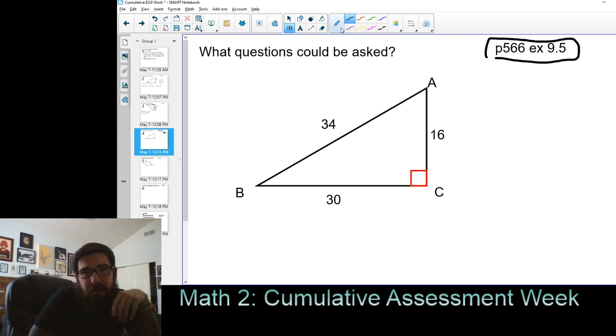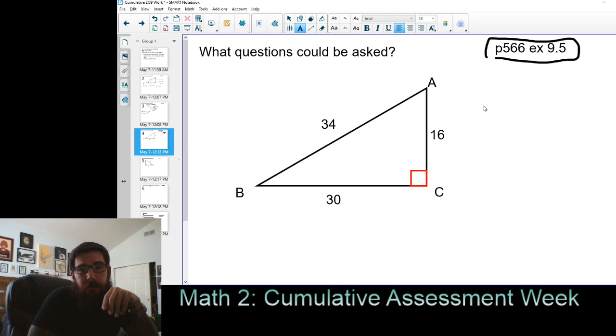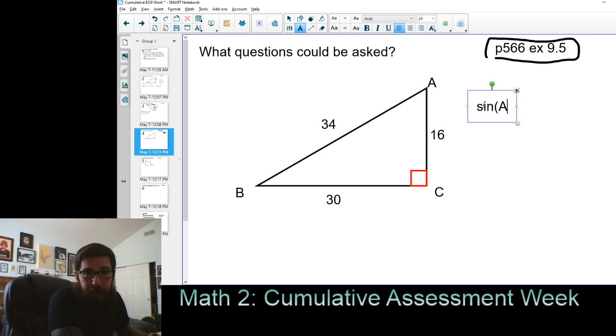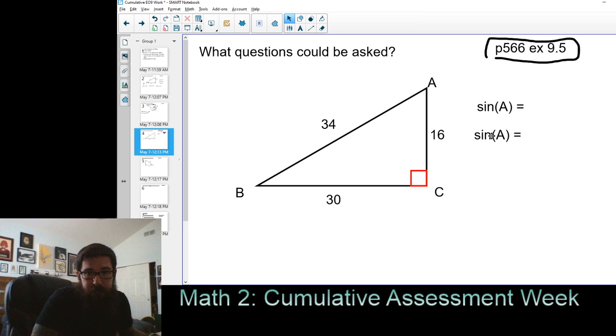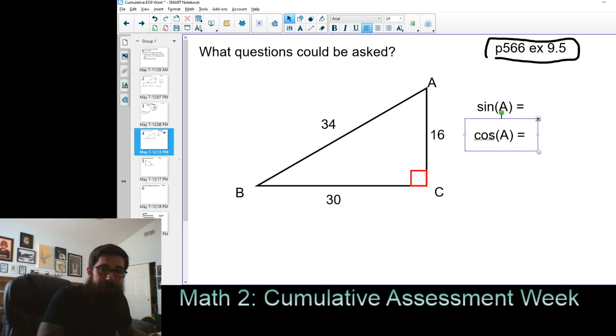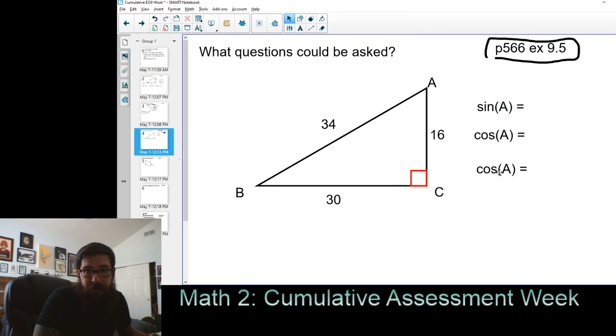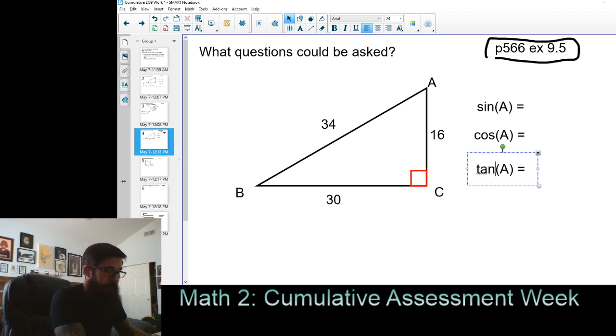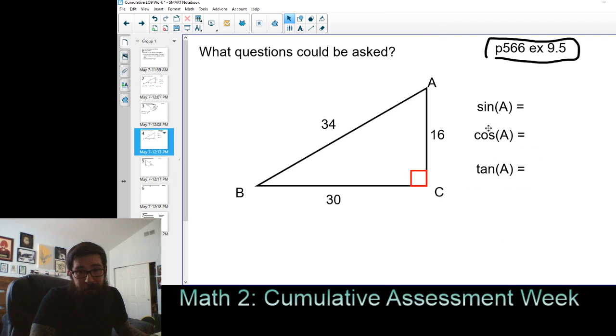The question here is not even so much going that far. We're going to ask you something this week. It's basically going to ask the following things. I'm going to type them all out. What is sine of A? I want to know what cosine of A is. You can probably guess what's going to come after that: tangent of A. Then I'm going to want to know what sine of B is.